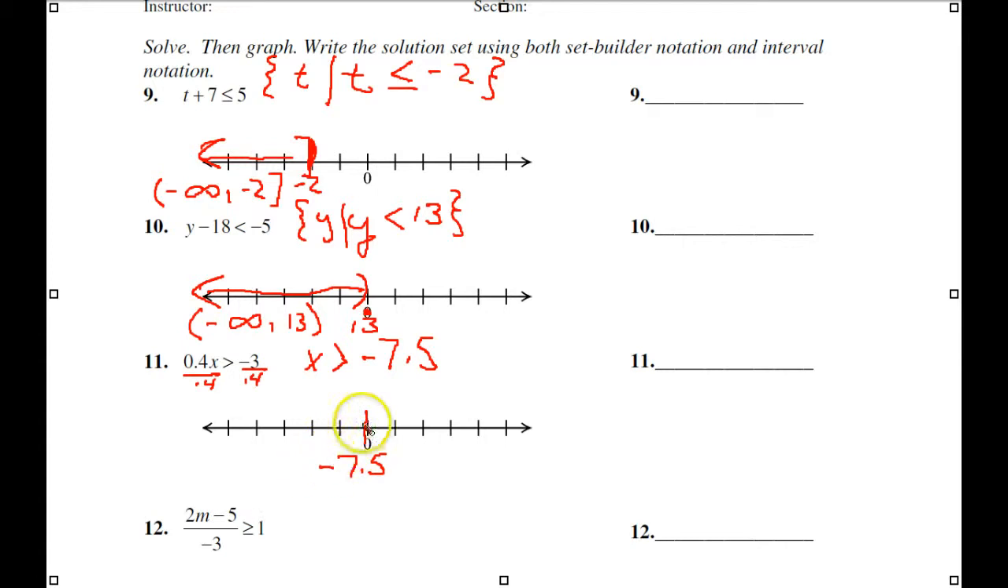And what do we use here, a parenthesis or a bracket? Well, in this case, it's going to be a parenthesis facing to the right because it's x is greater. There's our graph. Set builder notation, we just had an x and braces. And for interval notation, again, parenthesis, negative 7.5, comma, positive infinity.